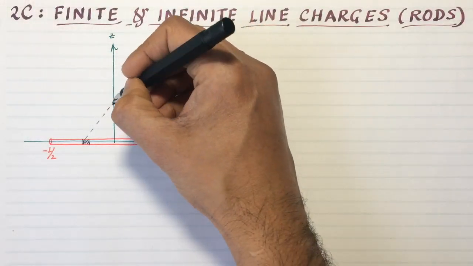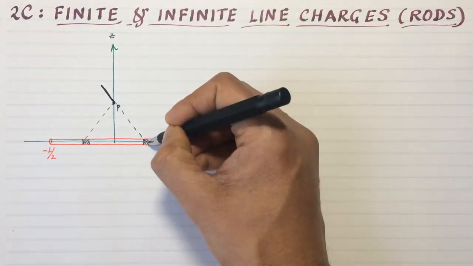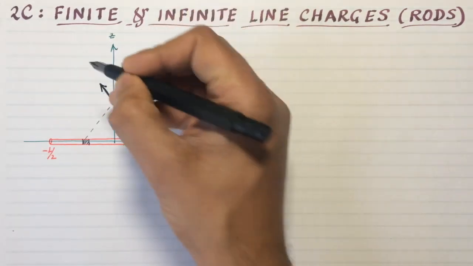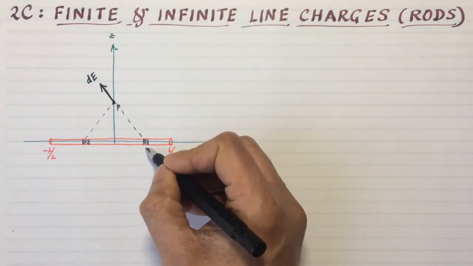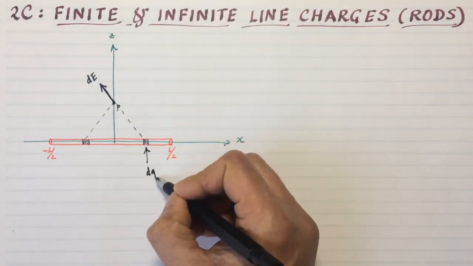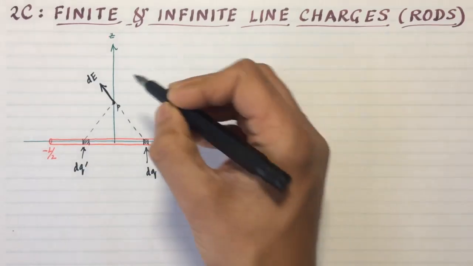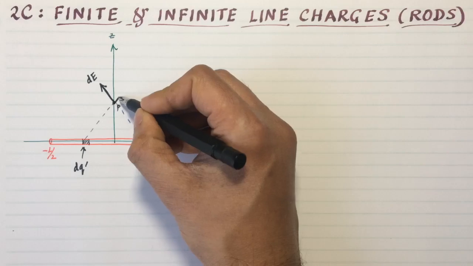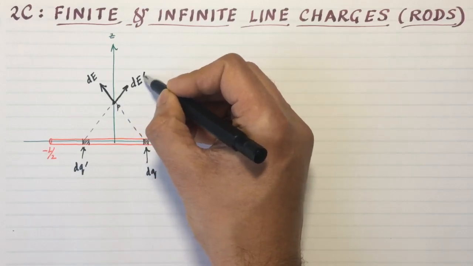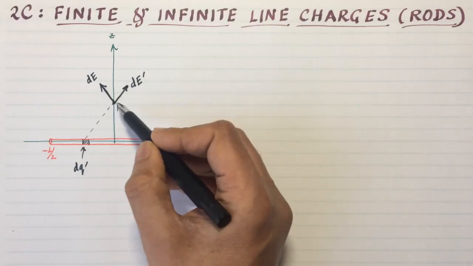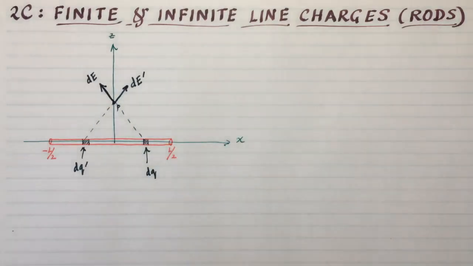Assuming they are positive charges, the right element puts out an electric field which I'll call dE, and I'll call the charge element here dq. I'll call the mirror element dq prime on the left side, and the corresponding field it will put out will be called dE prime. If you look at the two vectors, you notice that the x components will cancel out, leaving only the z components to add up.